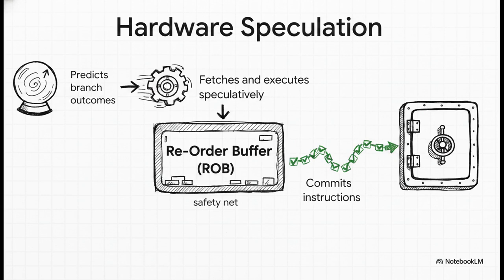But obviously, it needs a safety net. So it holds these uncommitted, speculative results in a hardware structure called a reorder buffer, or ROB. Once it actually confirms the prediction was right, then it commits the instructions in order to the permanent architectural state.